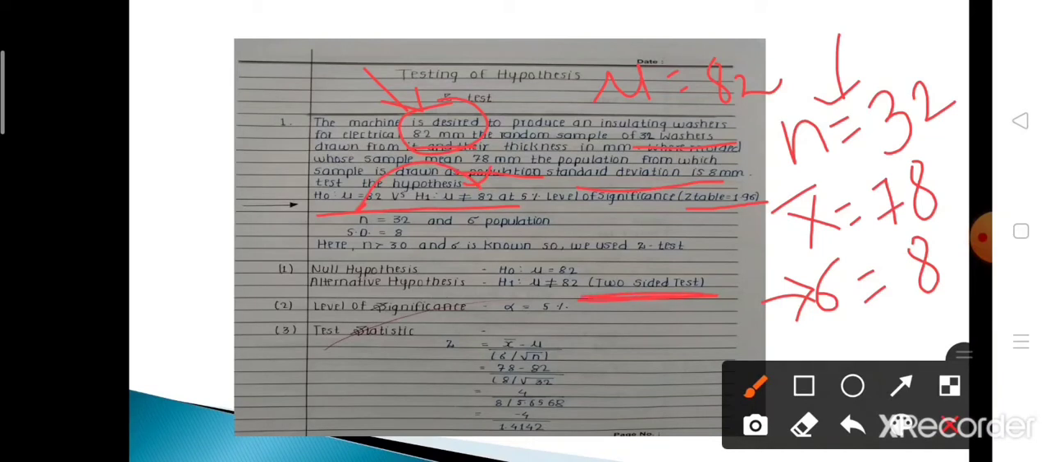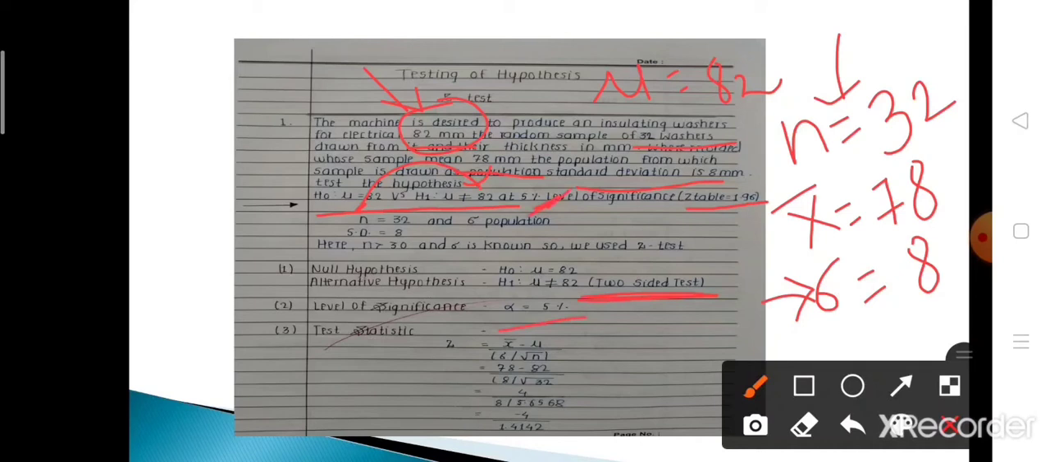Now what is the next step? Specification of level of significance. What is the value of alpha? We are given in the example the 5% alpha value. So alpha is equal to 5%. Now the third step is the test statistic.